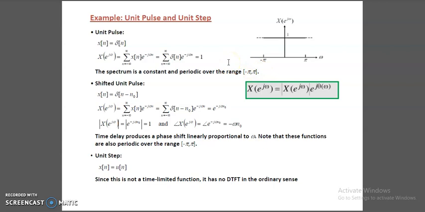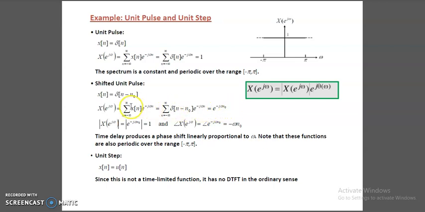Next we consider its shifted version, that is delta of n minus n0. So it is clear that it has a non-zero value only at n equal to n0. So you can substitute that shifted unit pulse in the place of x of n. So the equation becomes summation over n delta of n minus n0 into e raised to minus j omega n. It has a non-zero value only at n equal to n0. So substitute that here, and this equation becomes e raised to minus j omega n0.